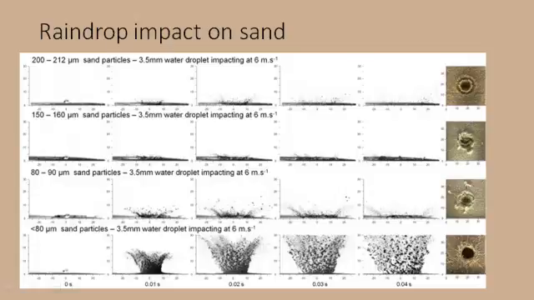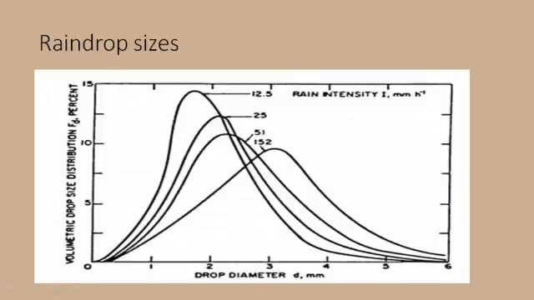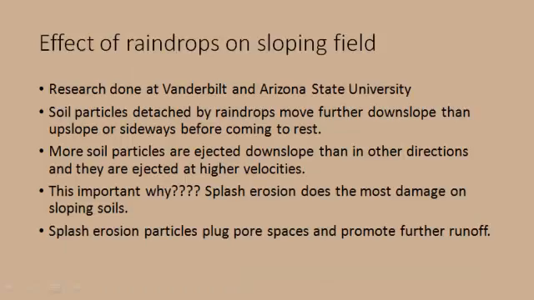Things also to remember, as the rainfall intensity increases from left to right, the raindrop size increases from less than 2 millimeters to 3, all the way up to 6 millimeters in size. Now, the effect of the raindrop on the sloping field is something we really have to worry about, because research shows us that that raindrop dislodges the soil particles, and more particles will move downslope than will move upslope or sideways. And those particles that move downslope are thrown with greater velocity downslope, which means they'll go farther, and when they smack the ground, they'll have enough impact to break loose more soil particles.